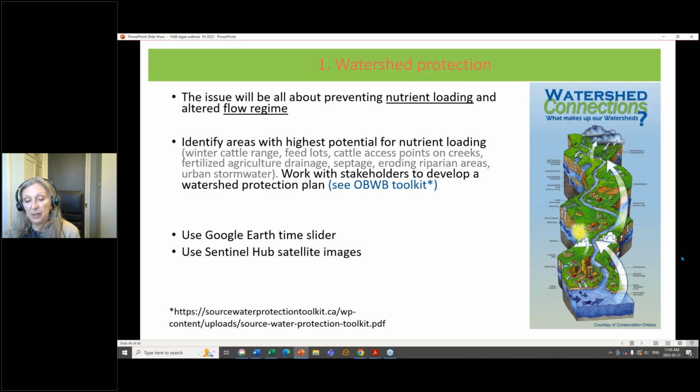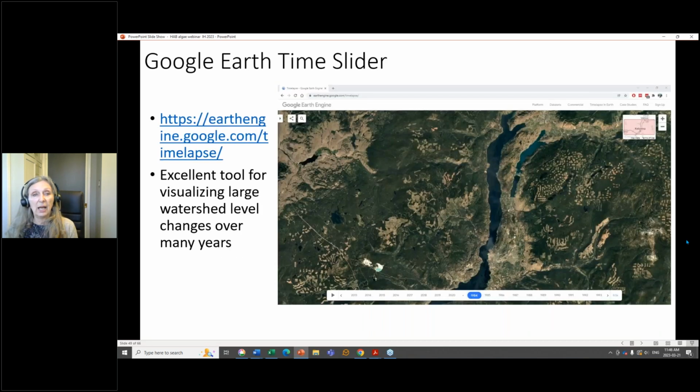Always try to identify the areas where you're getting high nutrient loads and work with stakeholders to develop a watershed protection plan. The OBWB toolkit is phenomenal and the link is provided here. I'm also going to provide you with a couple of our favorite tools for looking at source water protection.